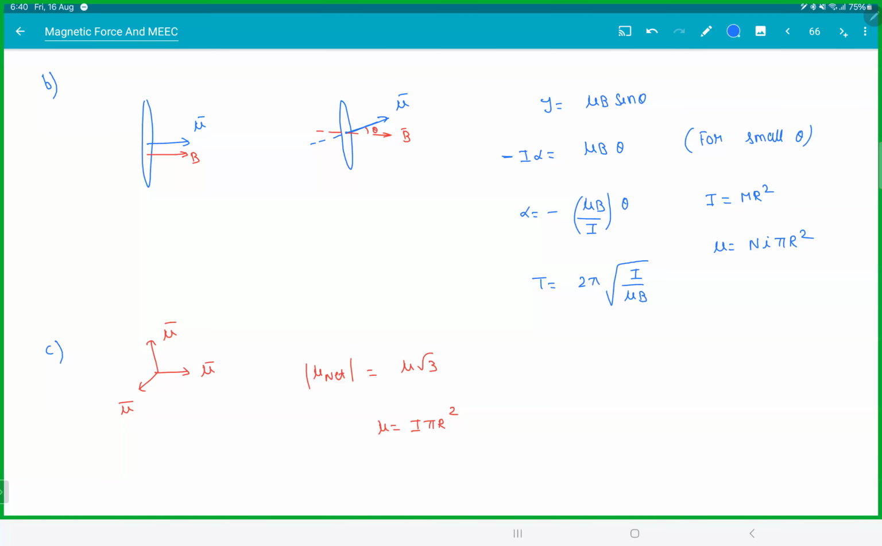What is the axis of rotation? This line, right, along B bar? That area vector is oscillating about the B bar. It's a line passing through the center and perpendicular to the plane of the circle. So it's m r square. Clear with this?